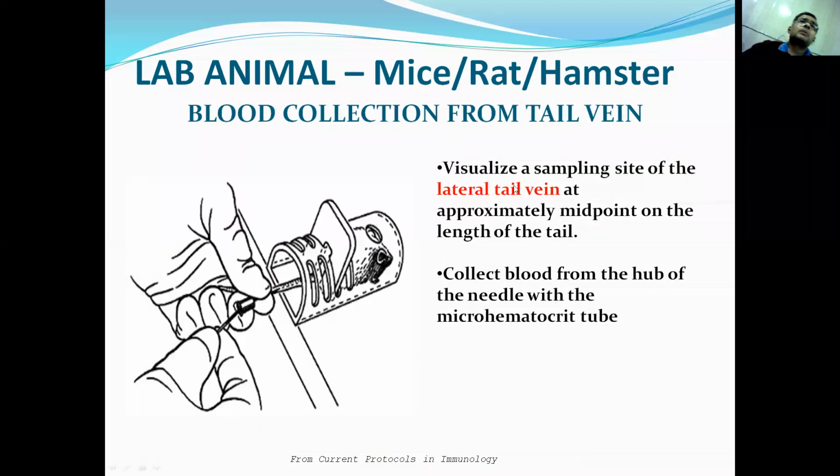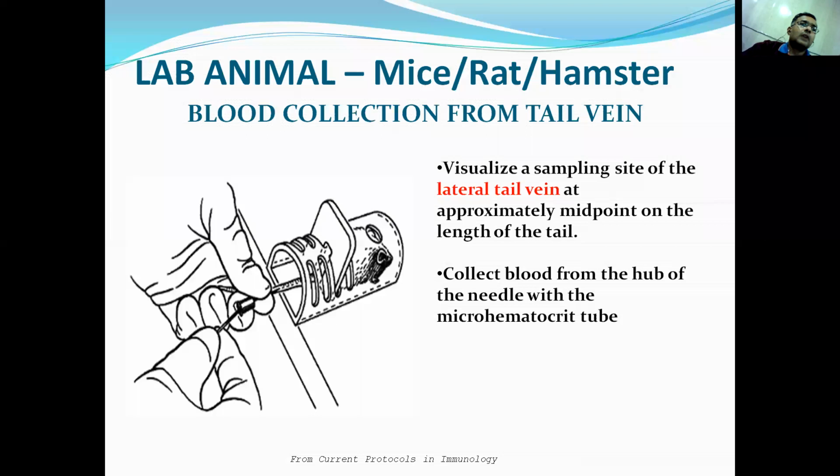Now coming to blood collection, generally two principal methods can be employed for blood collection from mice, rat or hamster. The first and most common is blood collection from the tail vein. The first thing, you have to restrain your animal in a restrainer. If you don't have a restrainer, you can simply use a 50 ml tube. You insert your mice and just keep the tail outside from the top.